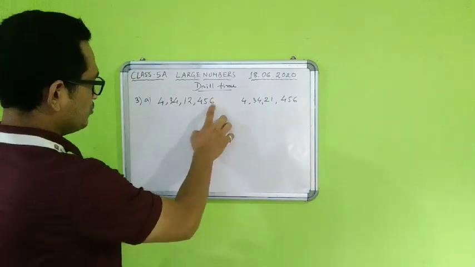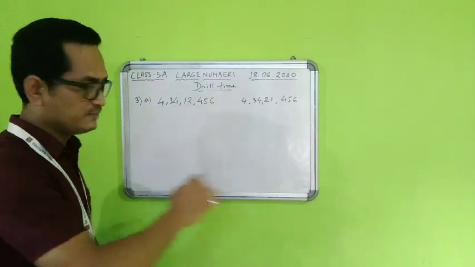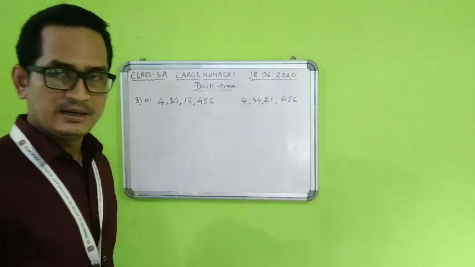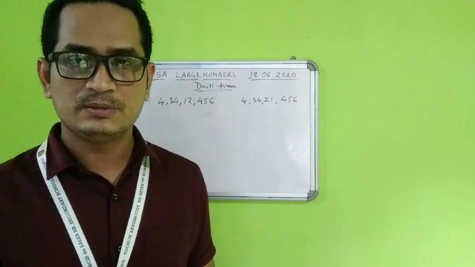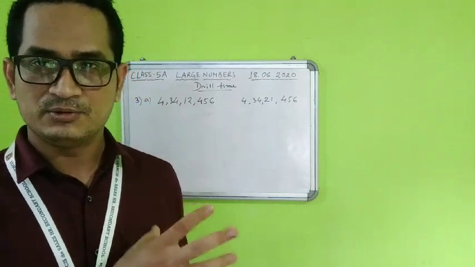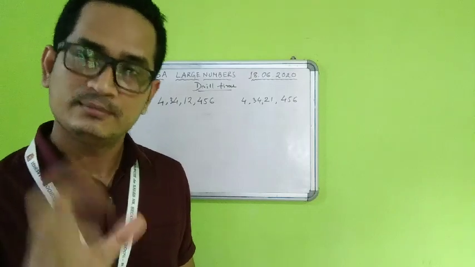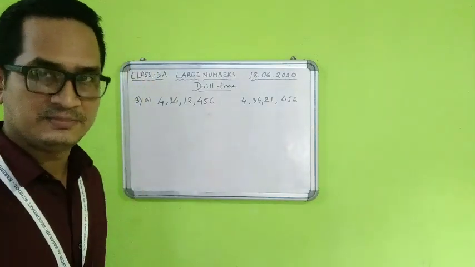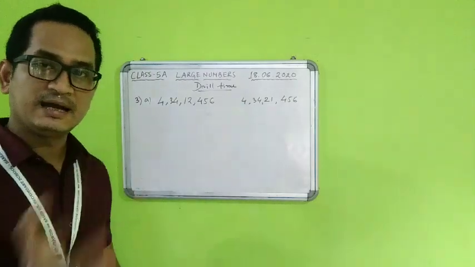Let us count 1, 2, 3, 4, 5, 6, 7, 8. 8 digits. 1, 2, 3, 4, 5, 6, 7, 8. 8 digits. That means both of them have 8 digits. So it is not possible to decide which one is greater or smaller just by looking at the number of digits. So what next do I have to do? I have to go by the places now. I always start from the extreme left, that is the highest place.